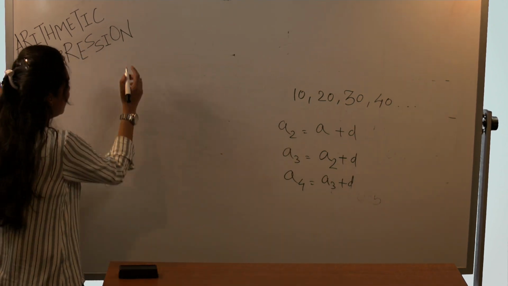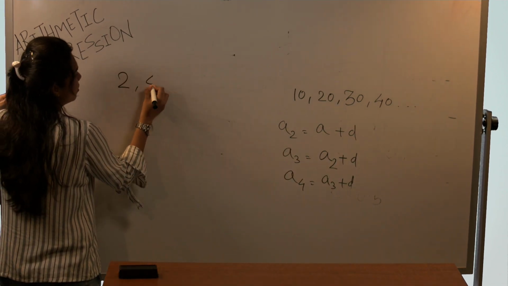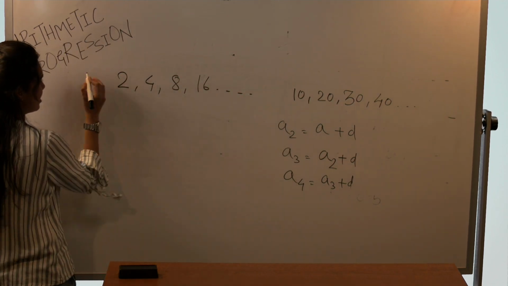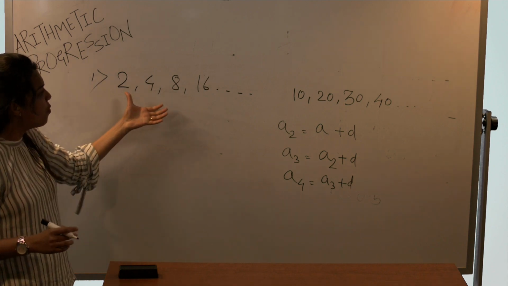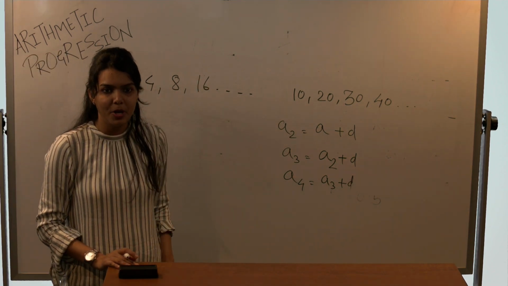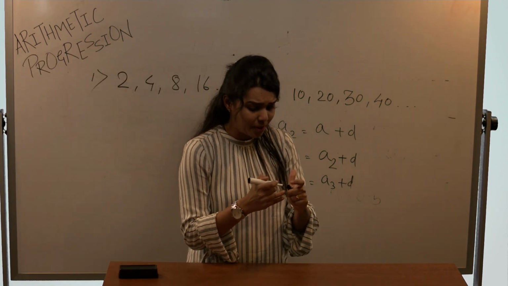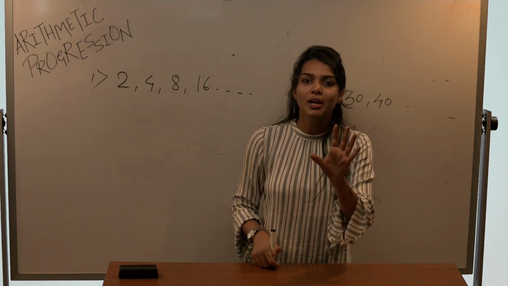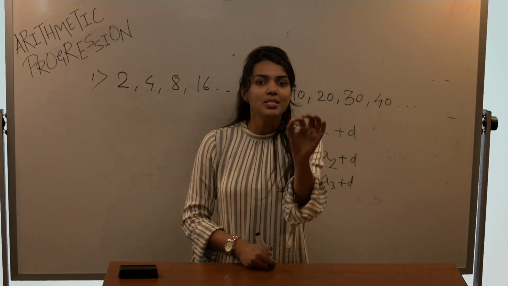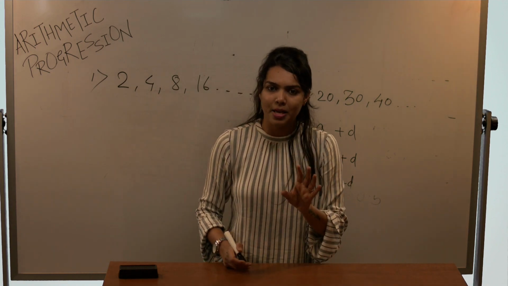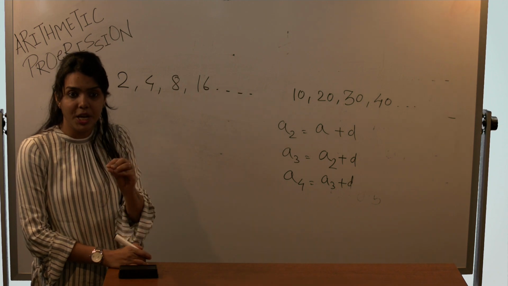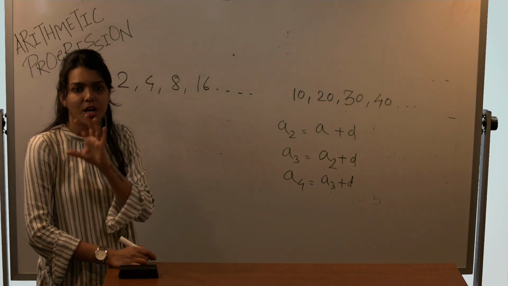So let us consider the first sequence: 2, 4, 8 and 16, and so on. Now how will you decide whether it is an AP or not? What is the key point to know that the sequence is an AP? Common difference. If the difference is constant, it is an AP. So you have to check whether the difference between each consecutive terms is constant or not.